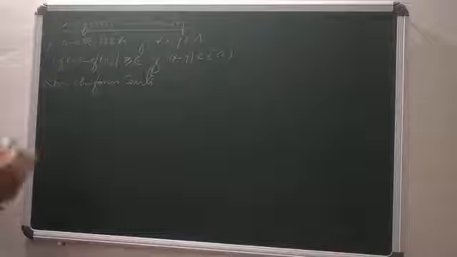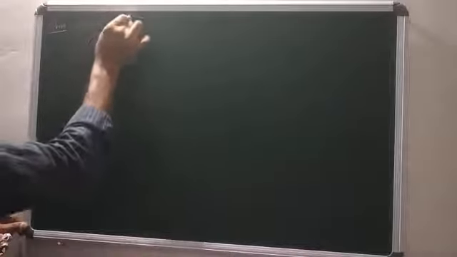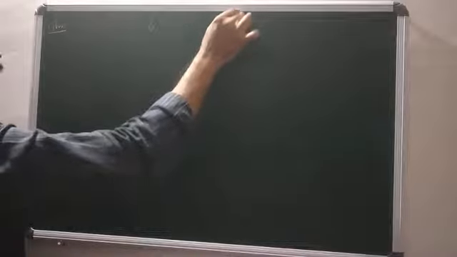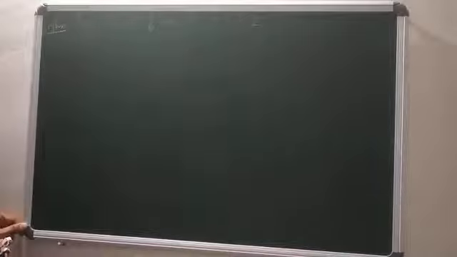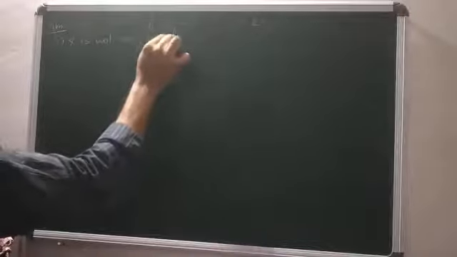Okay. Now we are going to discuss the criteria for non-uniform continuity. So there is a result. A is a subset of R, and f is a function defined from A to R. Then the following are equivalent. First one, f is not uniformly continuous on A.